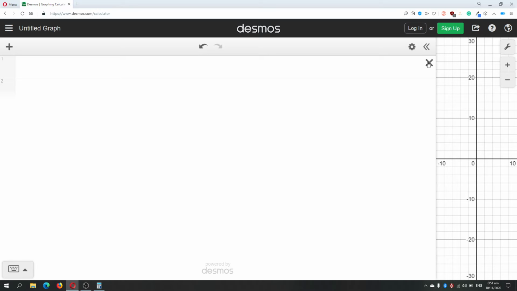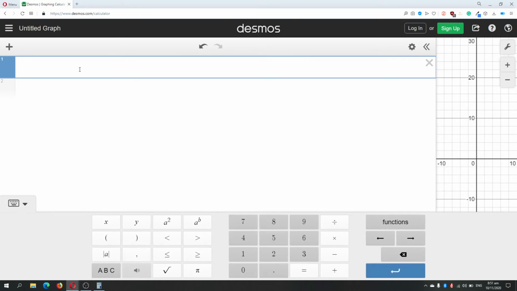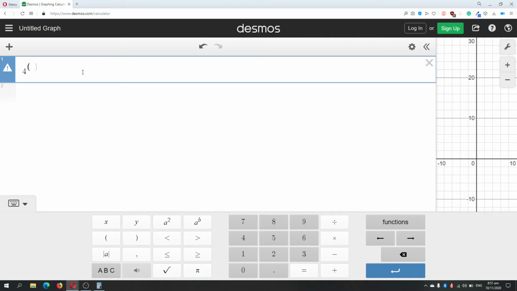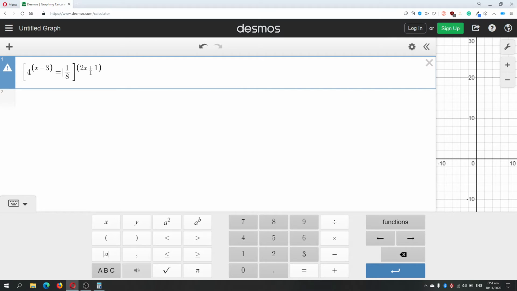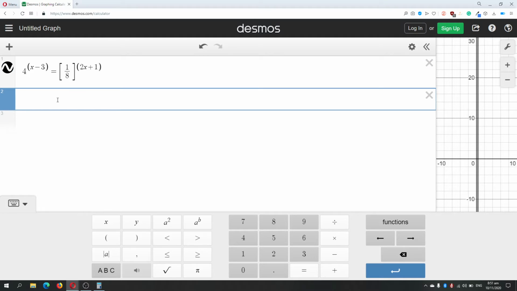So, if our exponent is unknown, try natin to. 4 raised to x minus 3 is equal to 1 over 8 raised to 2x plus 1. So, yan yung ating exponent ngayon. So, how can we solve for that?